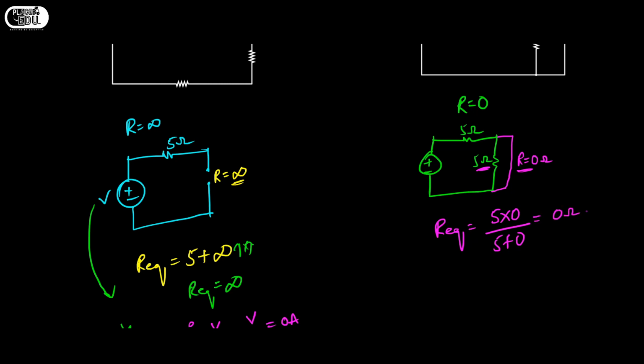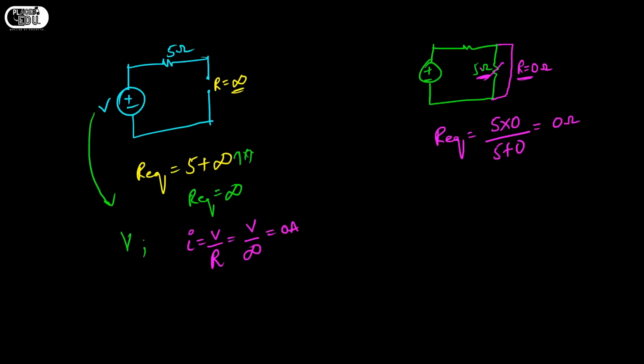So whenever a resistor or any component is short circuited, the short circuited resistance will be dominant. So we have to redraw the circuit as this should be eliminated, and the circuit will be redrawn as 5 ohms and like this.